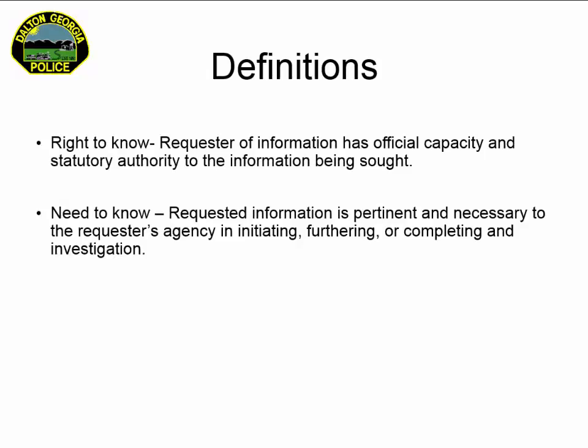Also in the lesson, you'll see right to know and need to know. A right to know is when the requester of information has an official capacity and a statutory authority to the information being sought. And need to know is when the requested information is pertinent and necessary to the requester's agency in initiating, furthering, or completing an investigation.